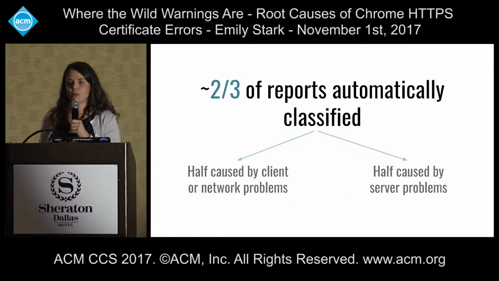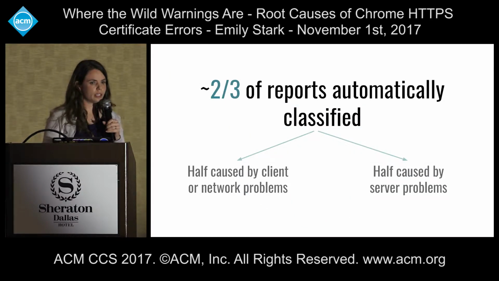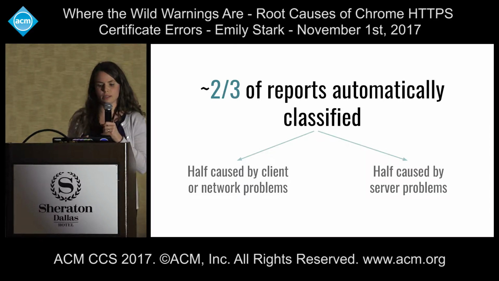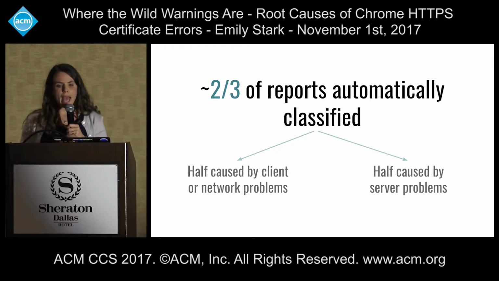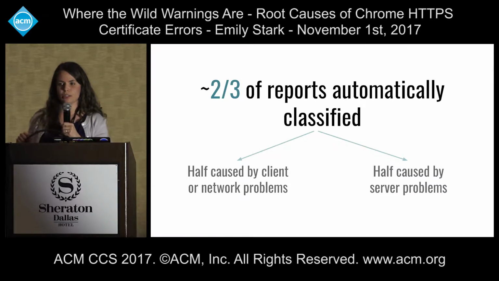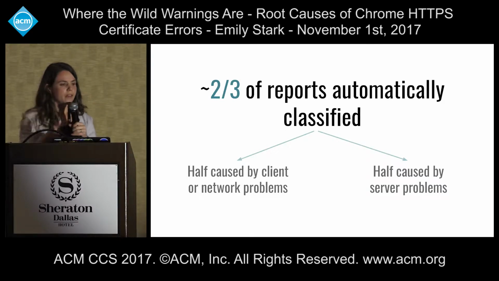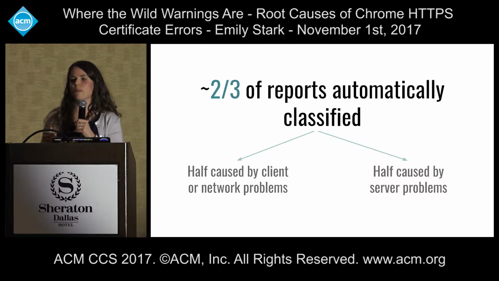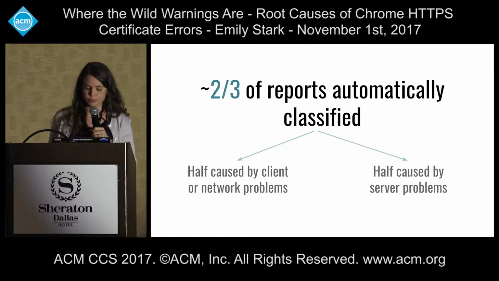So this pipeline is able to automatically classify about 2/3 of reports with a root cause label. And of those automatically assigned labels, we see that about half of reports are caused by client or network problems, and half are caused by server problems. And this sort of overall pattern holds up when we look at manual review also.